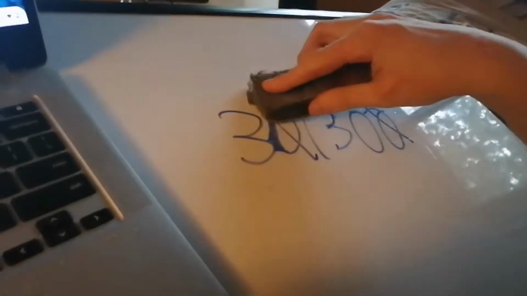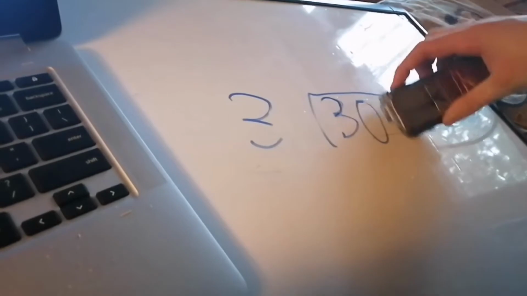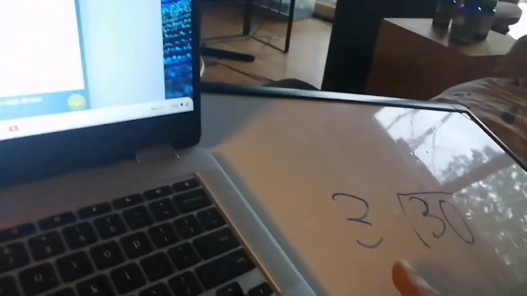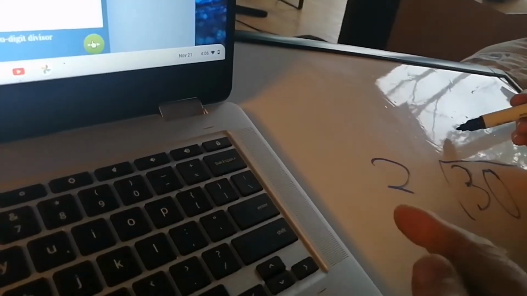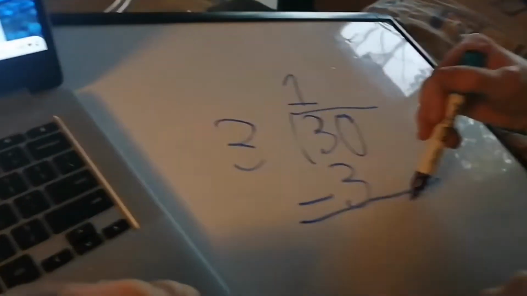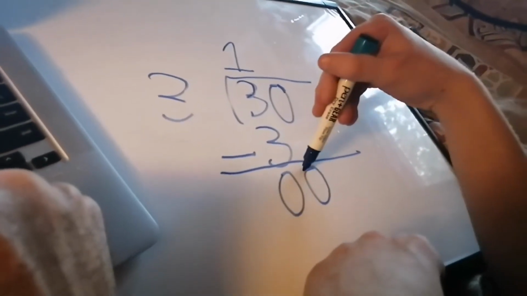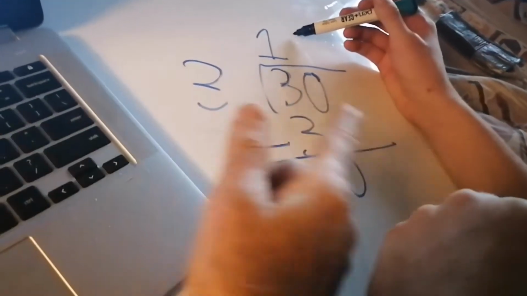All right, now we're cooking with gas. So we can look at it one of two ways: 3 into 30 or 3 into 3. Which one? Where do you put the 1? 3 into 0 is... remainder? No, there's no remainder. 3 into 0 is 0. There you go, there's your answer.